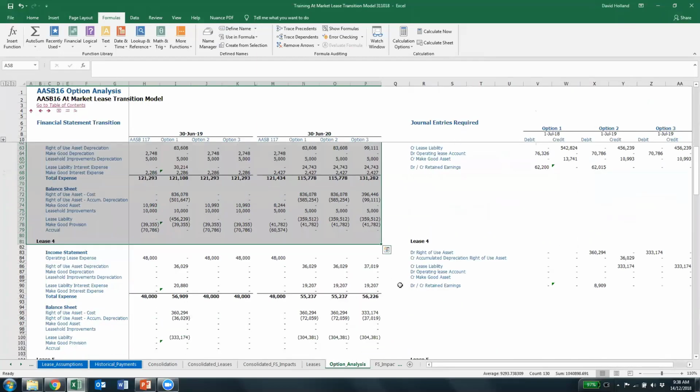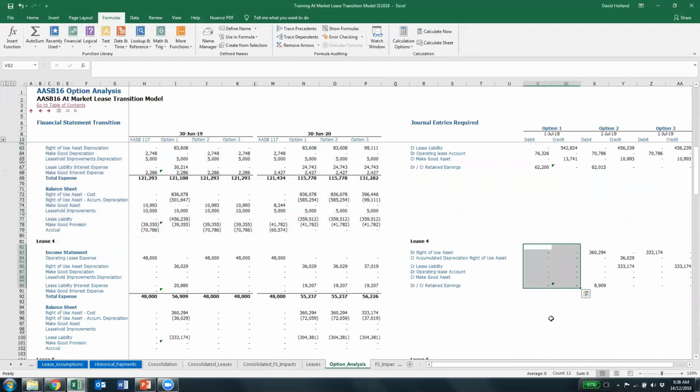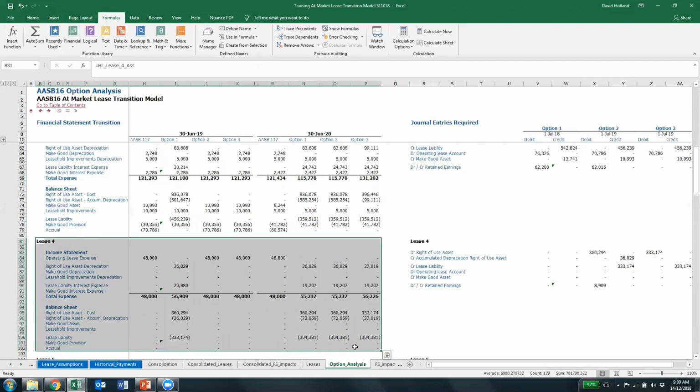Now, when you go to the option analysis tab, what you'll notice is that option 1 has no transitional entries, because option 1 transitions any leases that existed on the transition date. So this is a new lease that commenced on that 1 July 18. It doesn't have any transition journal entries. It still has transition journal entries for option 2 and 3 because they're 1 year later. If you look here at the transition date, they're 1 July 19, as opposed to option 1, which is 1 July 18. But this lease will come into your closing balance sheet.